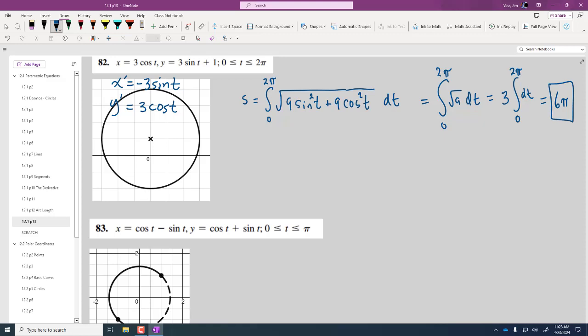So that is the arc length, one loop of that circle. You could also do it geometrically. We know the circumference is 2 pi r. Radius is 3, so 2 pi r is 6 pi. All right, so that formula checks out. It's working. The math's math.